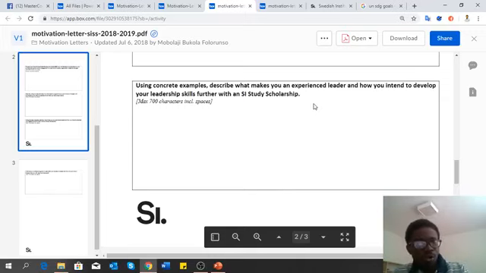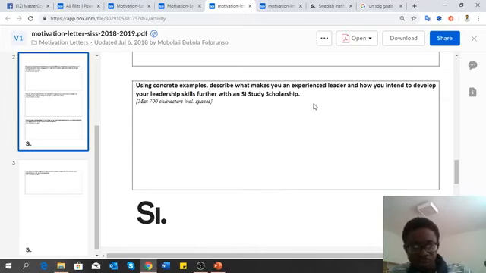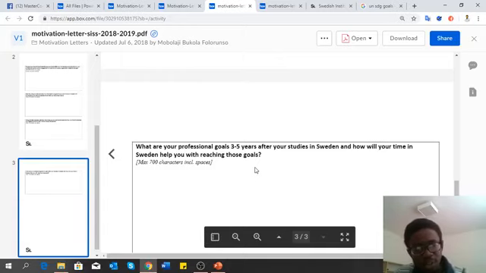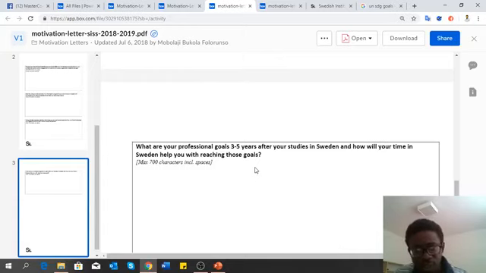So you can see that in all the motivation letters we've seen so far, there's a common theme. What's your leadership experience? What's your network or civil society engagement experience? What's your work experience like? What are your master's studies? How do you intend to use the master's studies in Sweden to improve your skills, to address a problem? And then the last question says, what are your professional goals 3 to 5 years after your studies in Sweden? And how will your time in Sweden help you with reaching these goals?